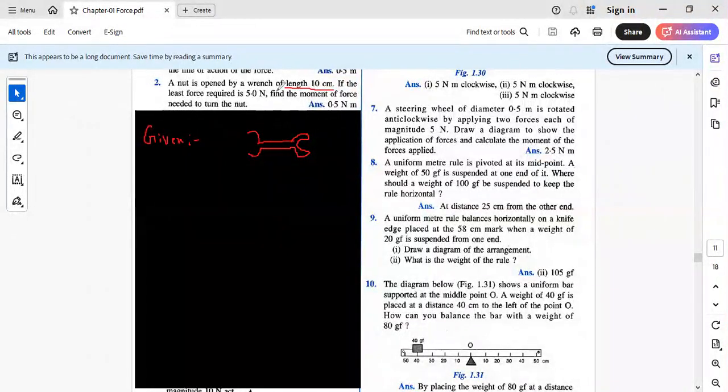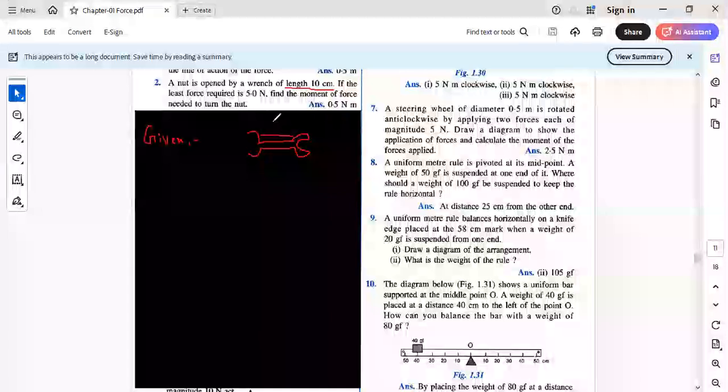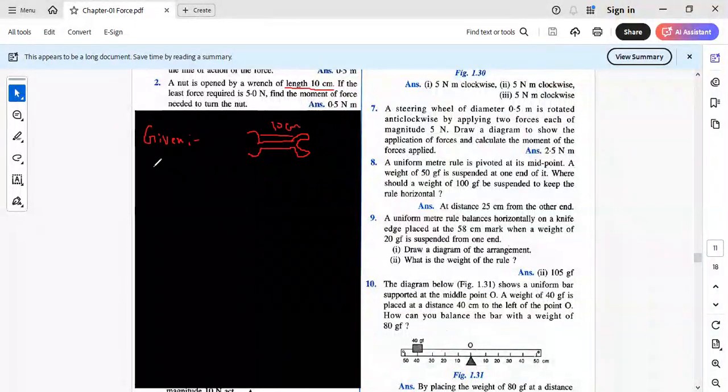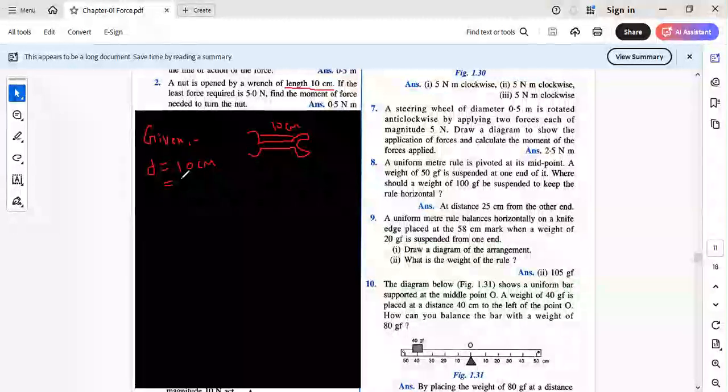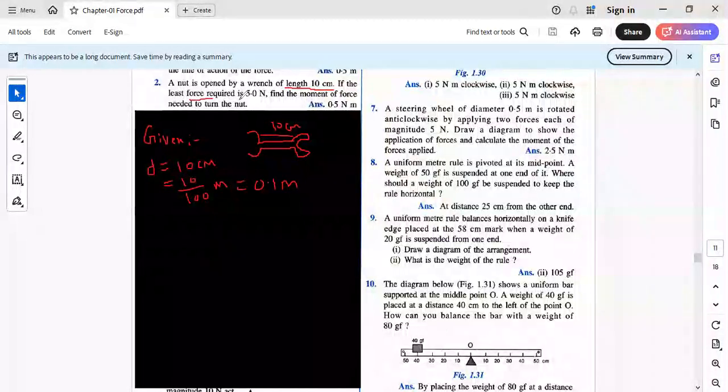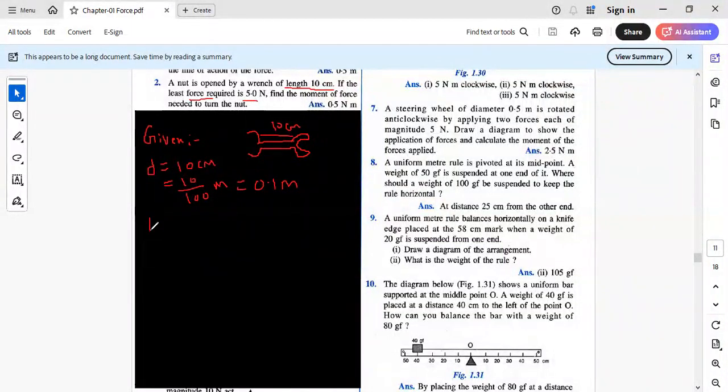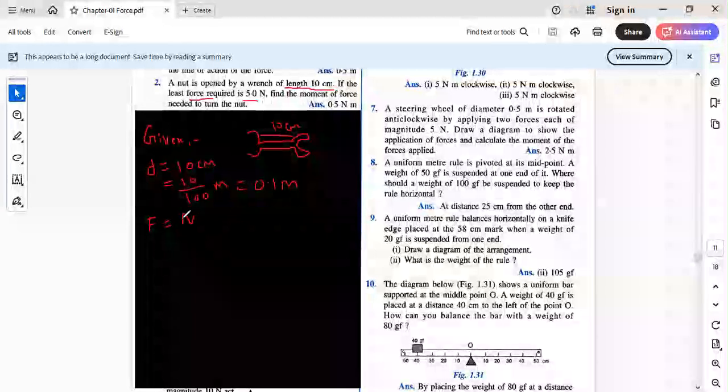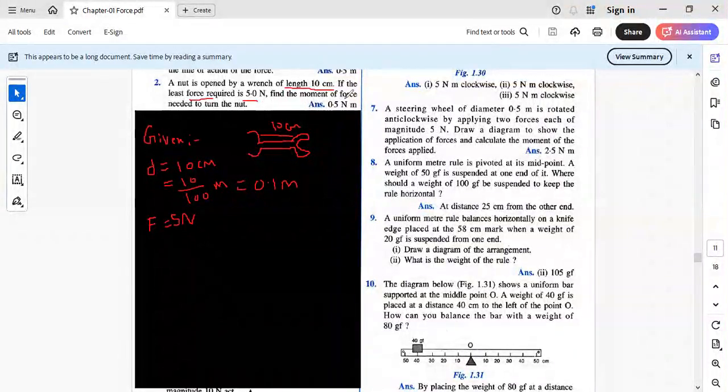It says the length of the wrench is given as 10 centimeters, which means we have been provided with the distance, which is 10 centimeters. So please remember that we have to convert it into SI units. So 10 centimeters comes out to be 10 upon 100 in meters, and that comes out to be 0.1 meter. We got the distance. It says the least force required is 5 Newton. So the force available with us is 5 Newton. The question says find the moment of force.